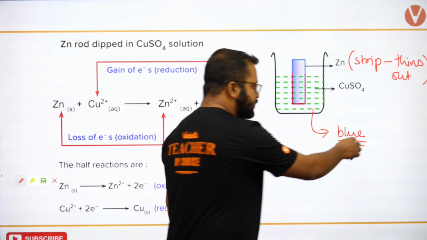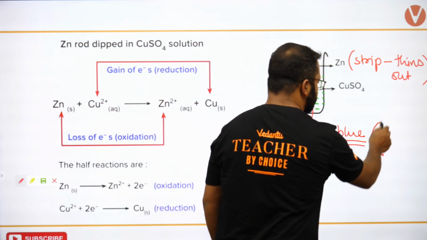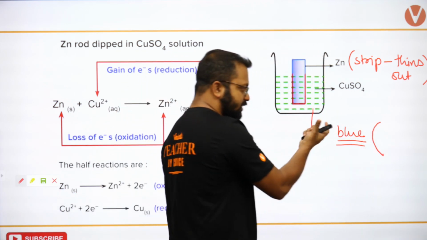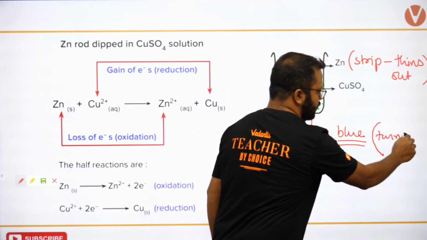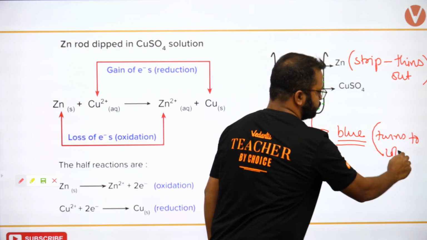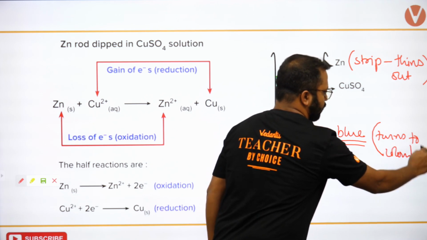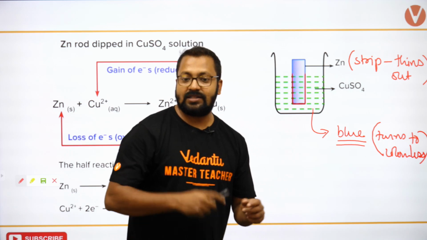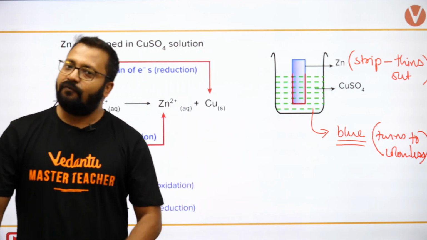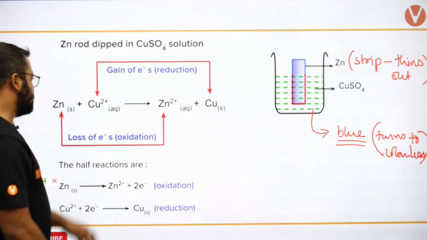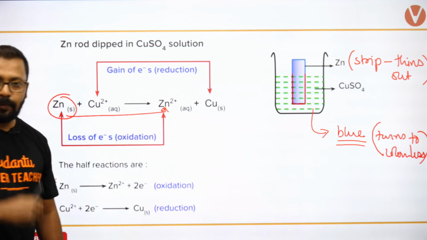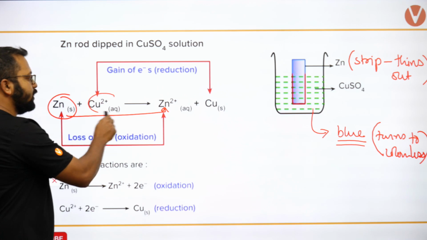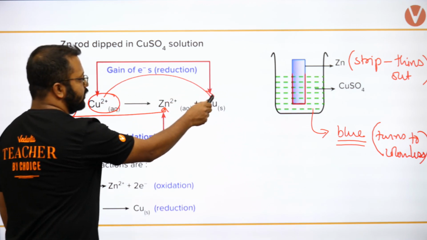And what you will observe is that the bluish tinge or the blue color turns to colorless. Okay, it starts turning to colorless. Why is this happening? Because zinc solid is getting converted into zinc 2 plus ions, and copper 2 plus ions are converted into copper.